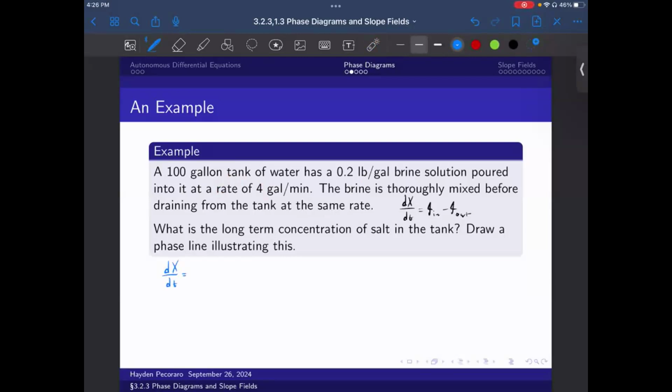Let's go ahead and write this out. The derivative should be the difference in the flow rates. So flow in versus flow out. Flow in is always the concentration of salt in, which is 0.2 pounds per gallon, times the volume flow in, which is 4 gallons per minute. So this is the salt concentration, and this is the volumetric flow.